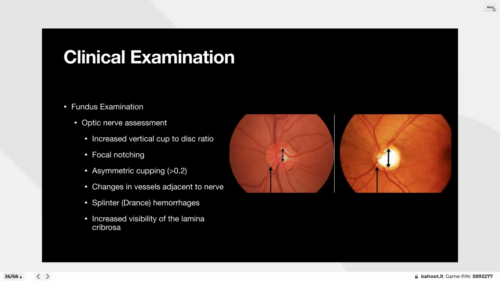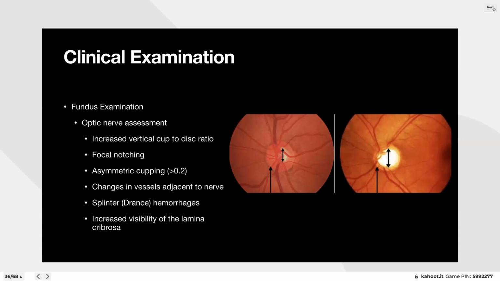This is the image of the nerve that really was used to describe and characterize glaucoma when it first became known as an entity. When we talked about the definition of glaucoma, we talked about characteristic optic nerve head change. This is the characteristic optic nerve head change that we typically associate with glaucoma, and that's the increased vertical cup to disc ratio. Now, you may notice that I'm specifically not saying horizontal cup to disc ratio. It is associated with glaucoma, but not nearly to the same extent in our statistical analysis as vertical cup to disc ratio.